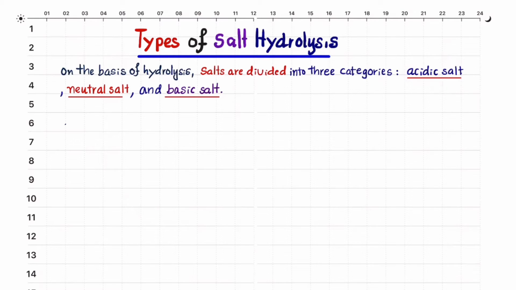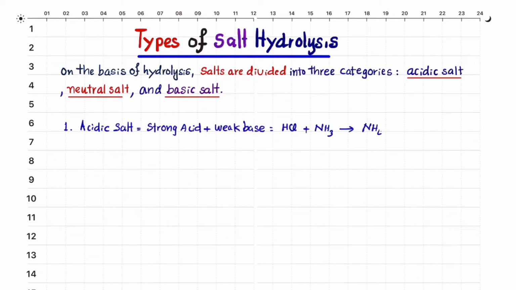Number one, acidic salt. Acidic salt comes from a strong acid reacting with a weak base. For example, I can choose one strong acid, hydrochloric acid, HCl, which reacts with ammonia solution and produces the salt ammonium chloride.